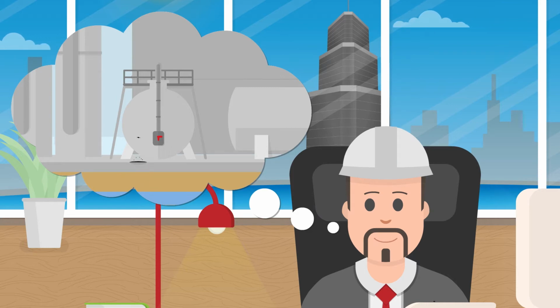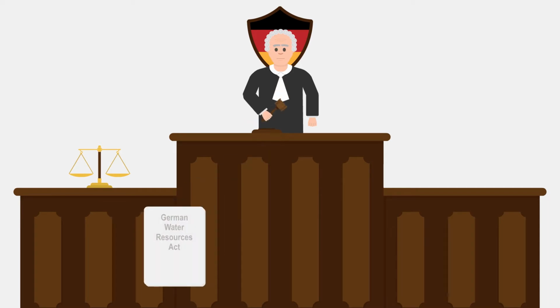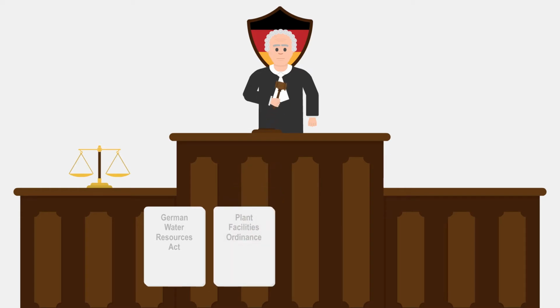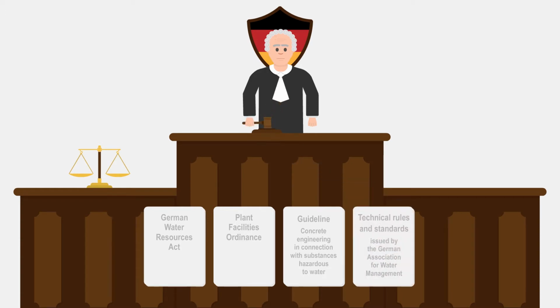That's why he has to design a liquid-proof concrete catch basin that resists aggressive substances and hazardous materials. In Germany, there are various laws and rules that apply here. They include the German Water Resources Act, the Plant Facilities Ordinance, the guideline Concrete Engineering in Connection with Substances Hazardous to Water, and the technical rules and standards issued by the German Association for Water Management.